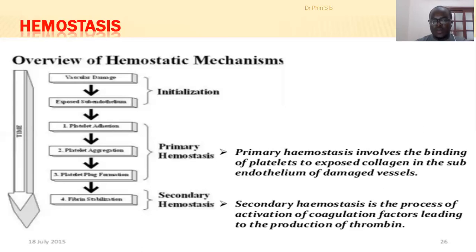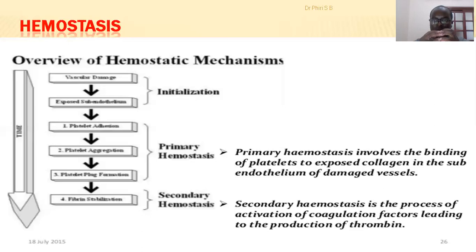Primary hemostasis involves the binding of platelets to the exposed collagen in the subendothelium of the damaged vessels. Secondary hemostasis is a process of activation of coagulation factors leading to the production of thrombin. This thrombin will activate fibrinogen into fibrin, and the fibrin will form a mesh network that will hold the platelet plug in place. Later on there is contraction or retraction of the plug, which results in loss of serum to the extracellular tissue or into the blood.